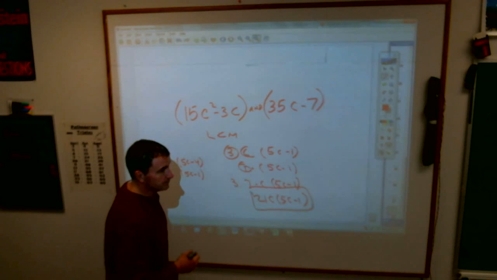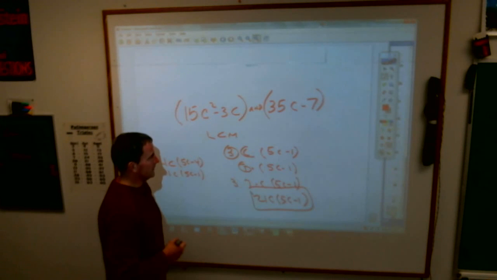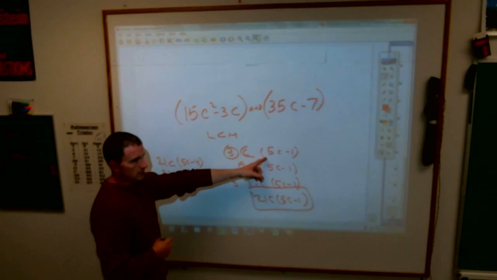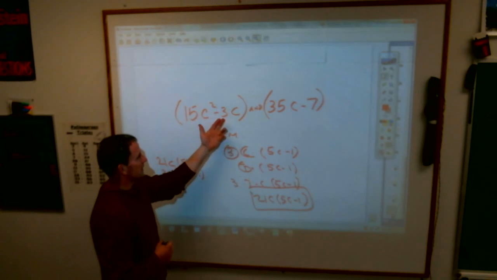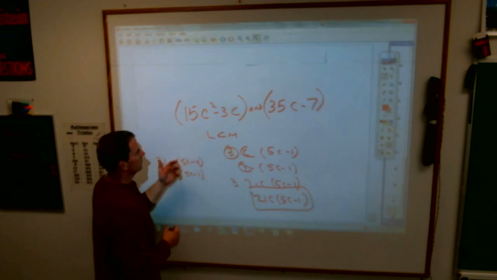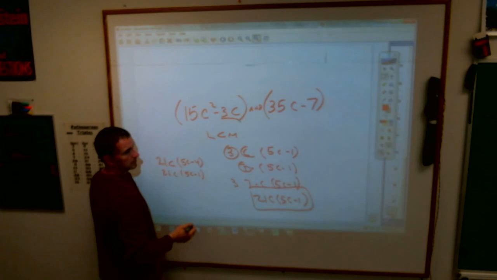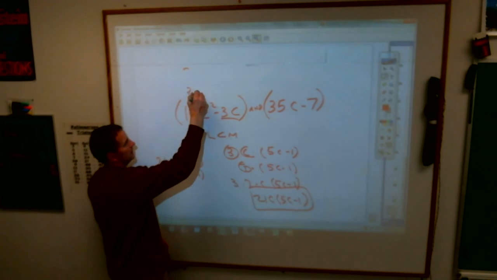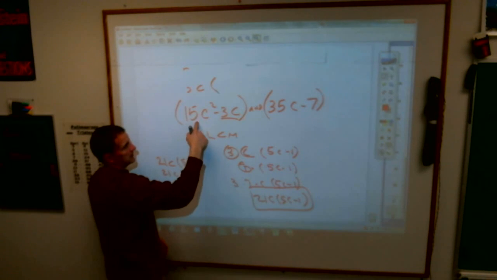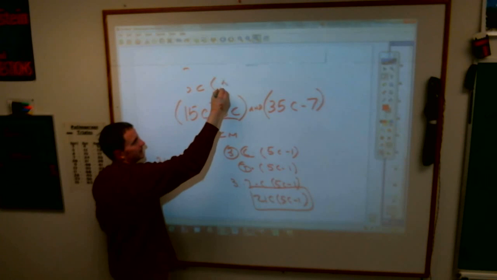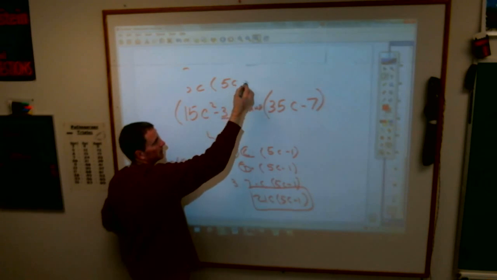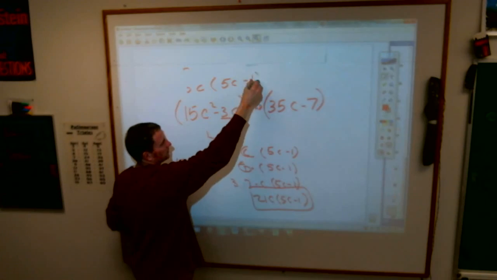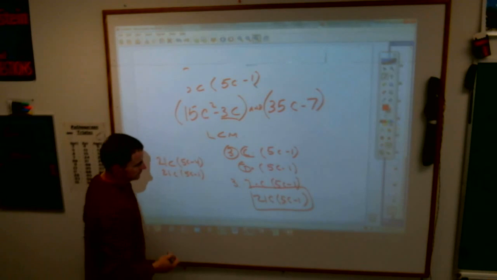Alex, I think the 5C... what did I get, the 5C minus... What can you take out of both of these? No, you can't take a 5 out of that. You can take a 3 and a C out. When you take the 3C out, 3 goes into 15 5 times, C goes into C once. And this was a 3C, so that's where the 1 came from. Got it.